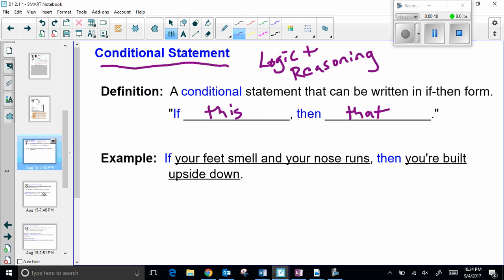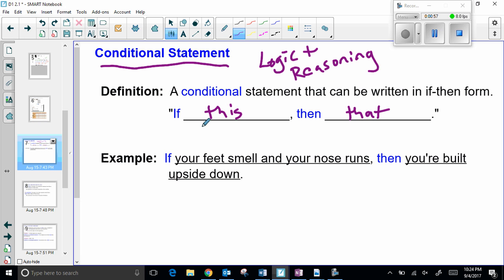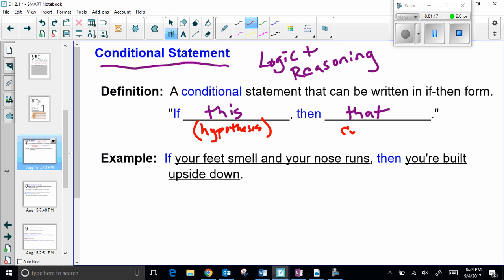Now, if I skip ahead to the next slide, it's going to talk about these two parts, the hypothesis, then the conclusion. And that's what these two are. This part is the hypothesis. So let's hypothesize that if this happens, if your feet smell and your nose happens to run, then here's the conclusion. The conclusion is you must be built upside down.